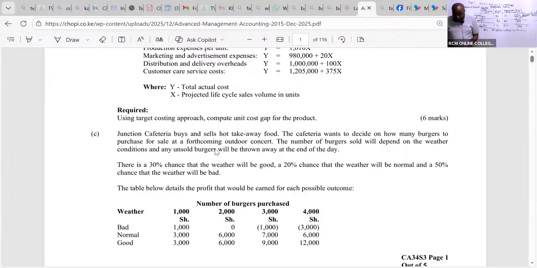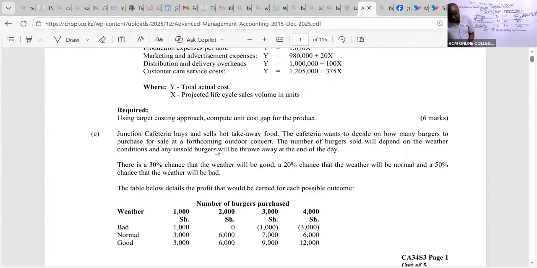There is a 30% chance that the weather will be good, a 20% chance that the weather will be normal, and a 50% chance that the weather will be bad. The table below details the profit that will be earned for each possible outcome. So basically, the profit table is the payoff table.